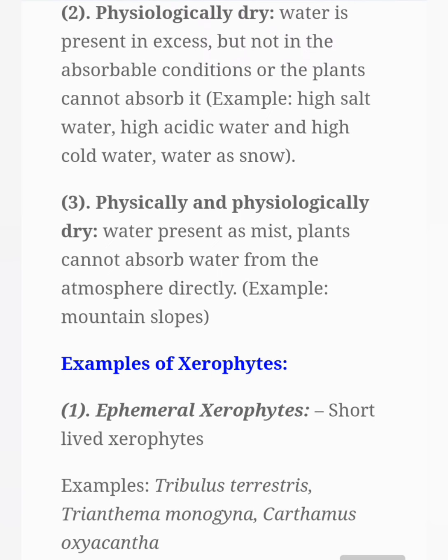Now, the second one is the physiologically dry habitat. That is, water is present in excess but not in absorbable condition, so the plants cannot absorb this water. Where can you find such conditions? High salt water, high acidic water, very cold water, and water in the form of snow. Since plants cannot absorb high salt water, high acidic water, or very cold water, they remain in a dry condition. So this type is referred to as physiologically dry.